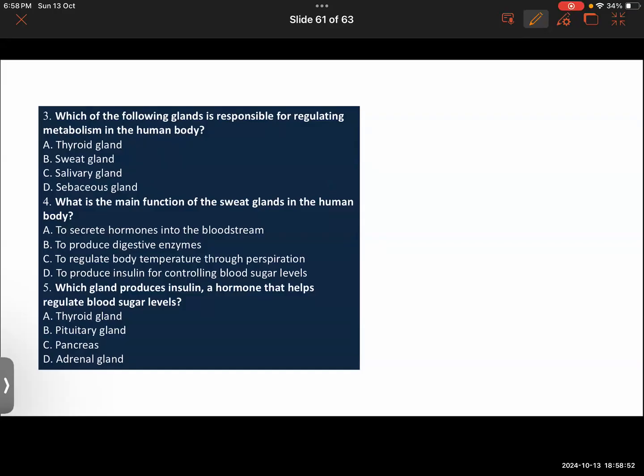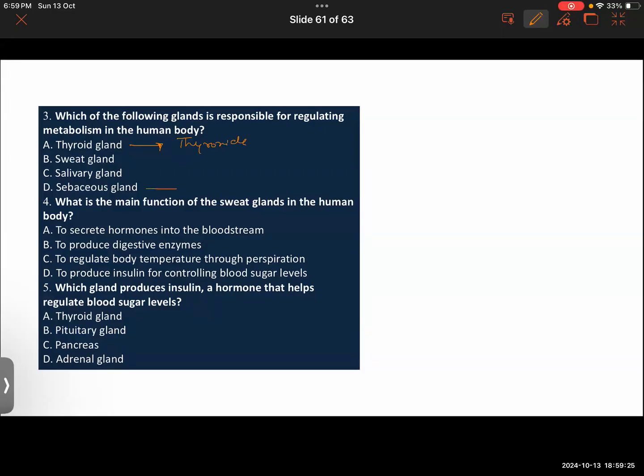Which of the following glands is responsible for regulating metabolism in the human body? Thyroid gland. Same answer? Very good. What does the thyroid gland secrete? Thyroxine. Thyroxine is secreted by this. Very good.